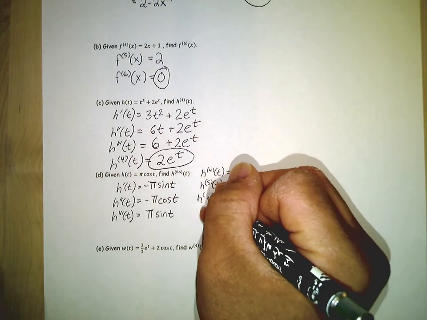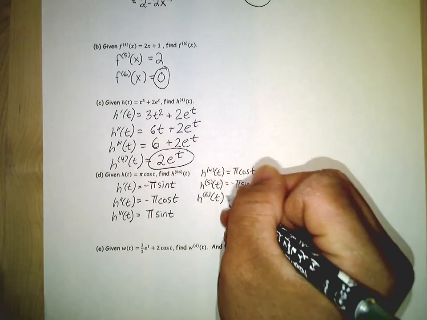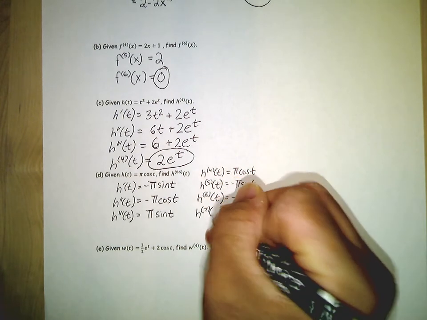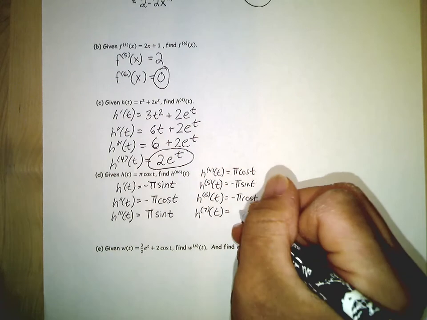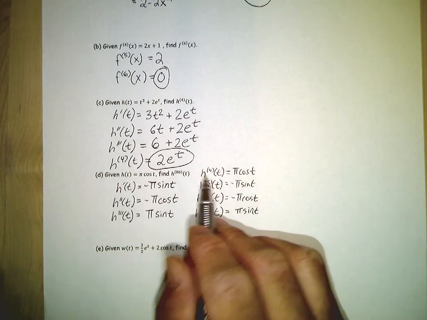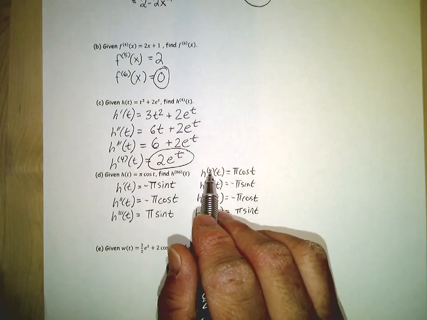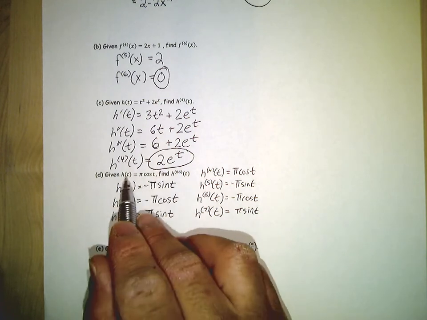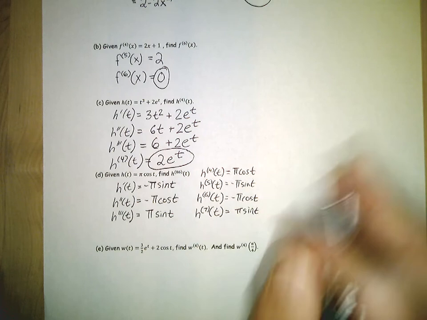Then the sixth derivative will be negative pi cosine of t. And the seventh derivative will be pi sine of t. So hopefully you can figure out then that there will be a pattern, and if the n, or the number of the derivative, is divisible by 4, then the derivative will be pi cosine of t. So multiples of 4 will have a derivative of pi cosine of t.